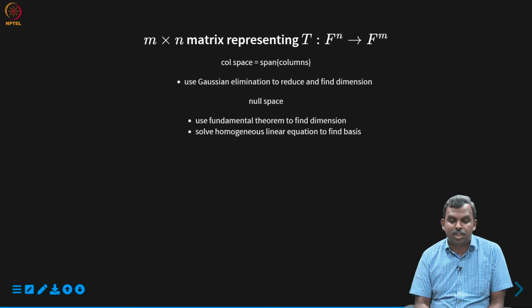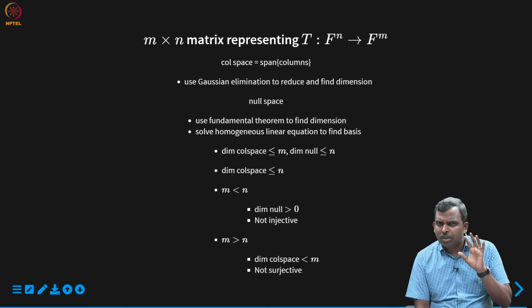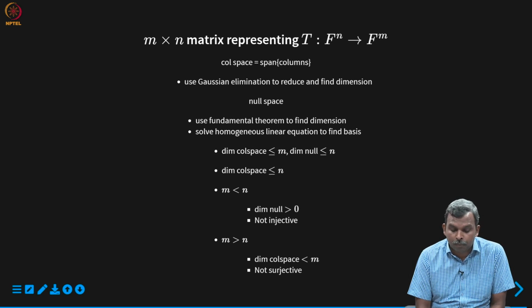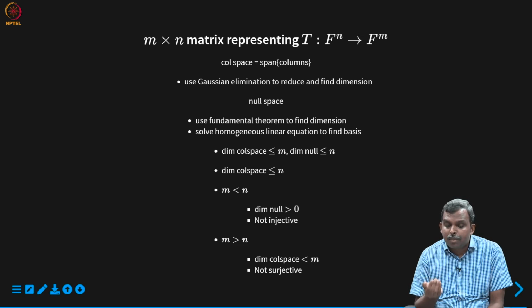Okay, once you find the dimension, you can go ahead, solve that homogeneous linear equation and find the basis for the null space. So that's the general method, and there are a few observations you can make which are very important. First observation: the dimension of the column space has to be less than or equal to m. Why is that? Because column space is a subspace of F^m, right? So it can never have dimension greater than m. Same thing with the null space.